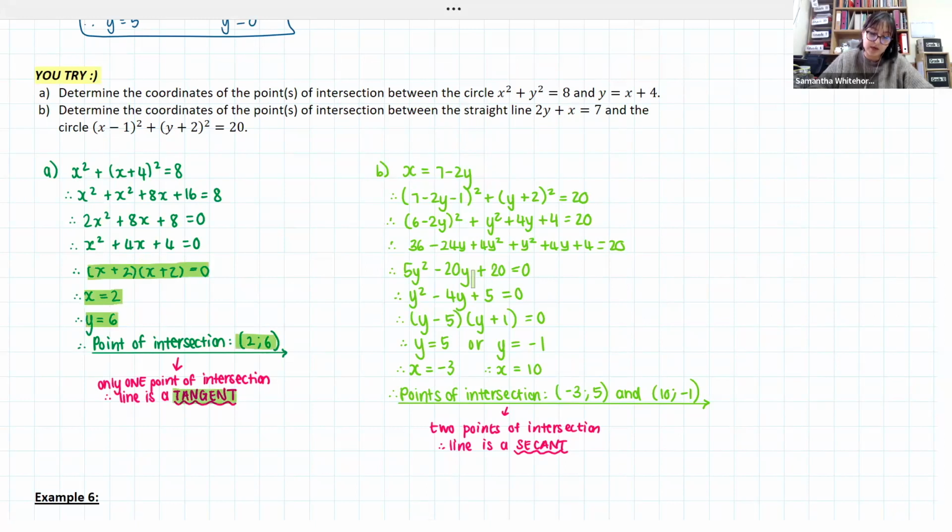For the second one, straightforward 2 points of intersection, it's a secant. Owami? Ma'am, for the first example, wouldn't x be a -2?